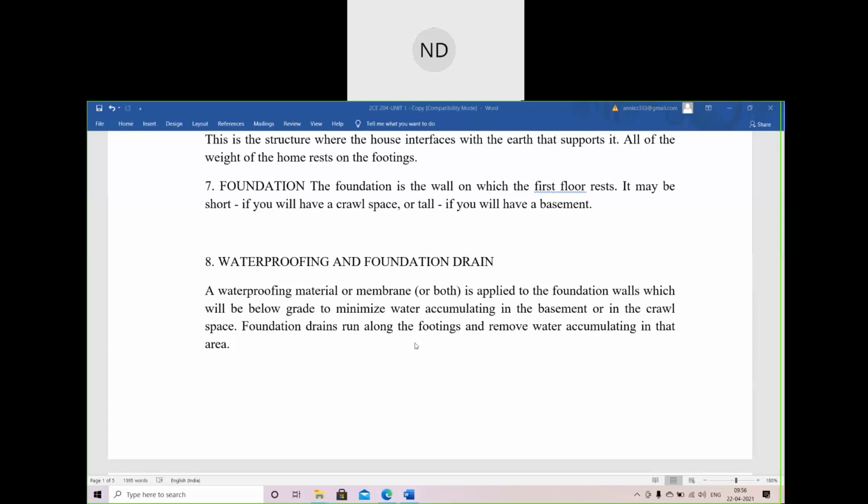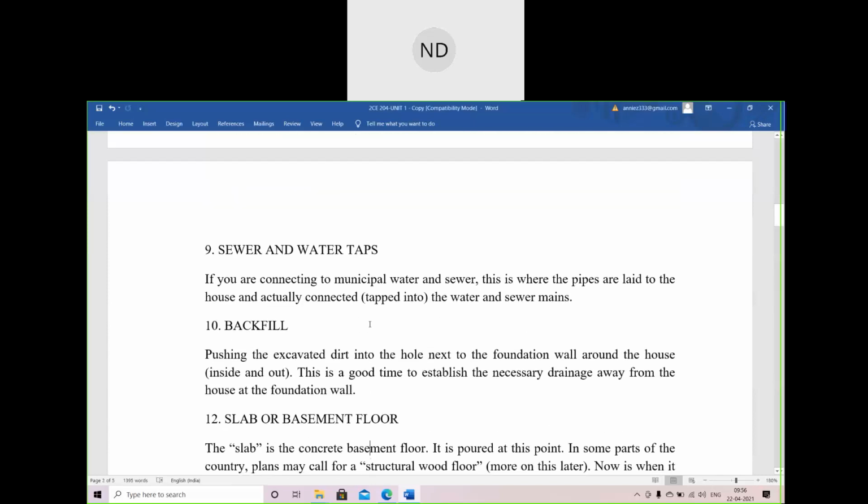Okay, who was giving 109, right? So 109. Now a sewer, and next you have this point number 9. Just read and explain. 109. Atul. Atul, where did you go? Yes, ma'am. Sewer and water taps. Your part.